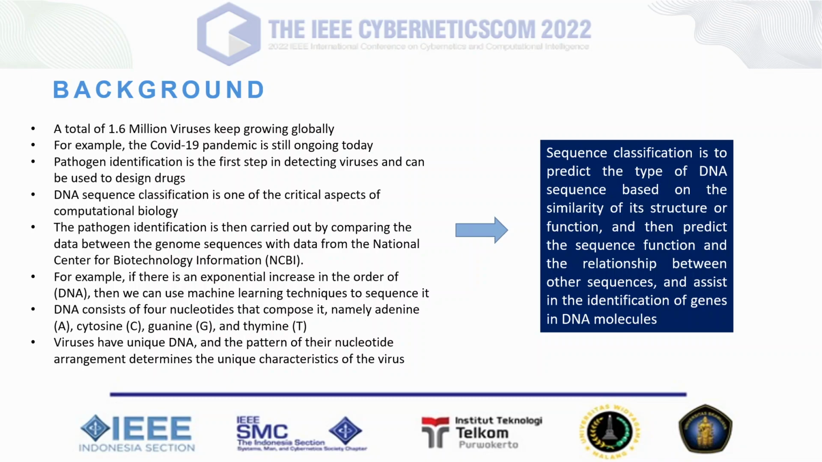The pathogen identification is then carried out by comparing the data between the genome sequences with data from the National Center for Biotechnology Information or NCBI. For example, if there is an exponential increase in the order of DNA, then we can use machine learning techniques to sequence it. DNA consists of four nucleotides that compose it, namely adenine, cytosine, guanine, and thymine.